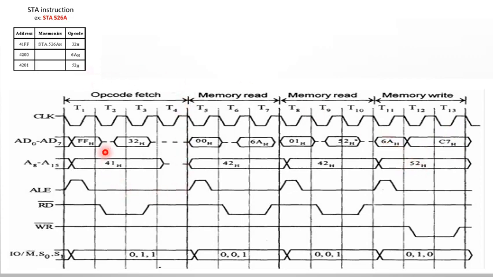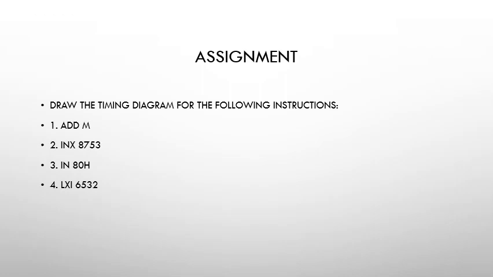So the opcode is fetched, then the lower order and higher order addresses are read. After reading the higher order and lower order address, the data is written in the specified address location, right? So the store accumulator consists of an opcode fetch cycle followed by two memory reads and a memory write, and it consists of a total of 13 T states. Hope you have understood what the timing diagram is, what the need for it is, and how to draw the timing diagram for the 8085 instruction.